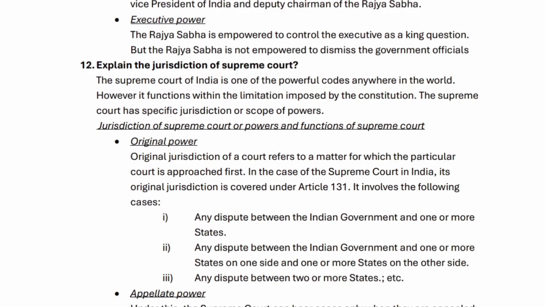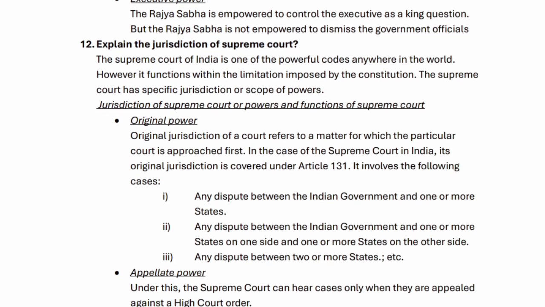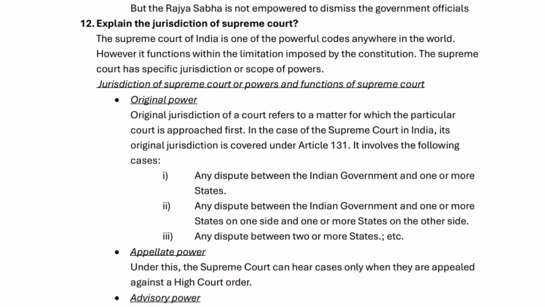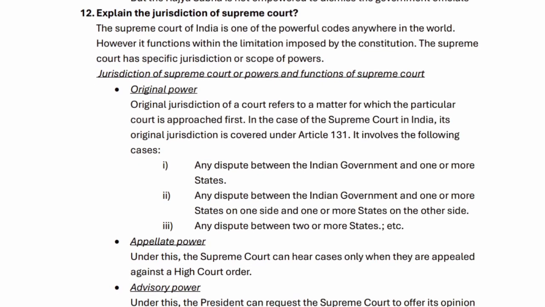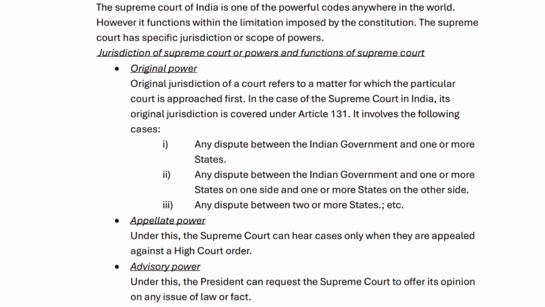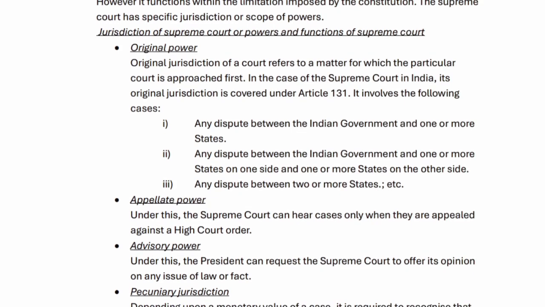12. Explain the jurisdiction of Supreme Court. The Supreme Court of India is one of the powerful courts anywhere in the world. However, it functions within the limitation imposed by the Constitution. The Supreme Court has specific jurisdiction or scope of powers. Jurisdiction of Supreme Court or powers and functions of Supreme Court. Original power. Original jurisdiction of the court refers to a matter for which the particular court is approached first. In the case of the Supreme Court in India, its original jurisdiction is covered under Article 131.